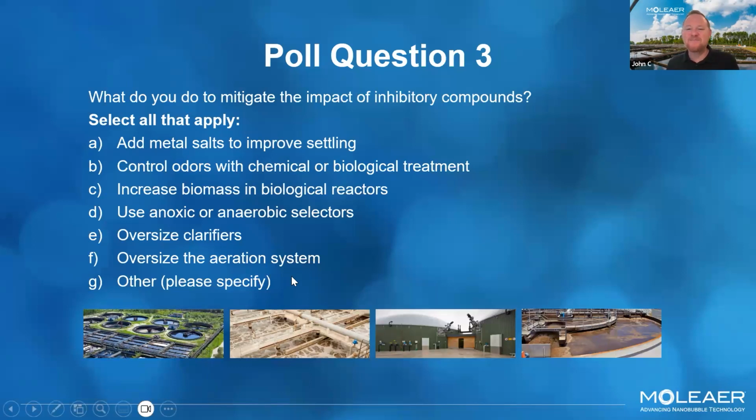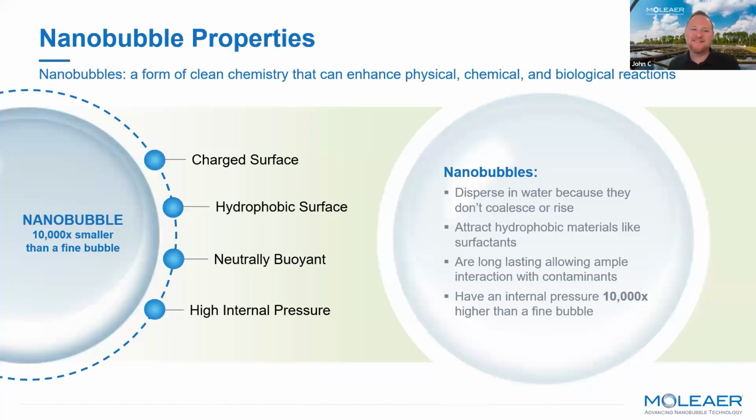Andrea, how does Moleaer's technology remove these inhibitory compounds? Oh, well, it really comes down to the unique properties of the nanobubble. So Moleaer's technology generates a form of clean chemistry known as a nanobubble. Nanobubbles are roughly 100 nanometers in diameter, so 10,000 times smaller than fine bubbles, or the size of the bubbles that you would get from floor-mounted diffusers.